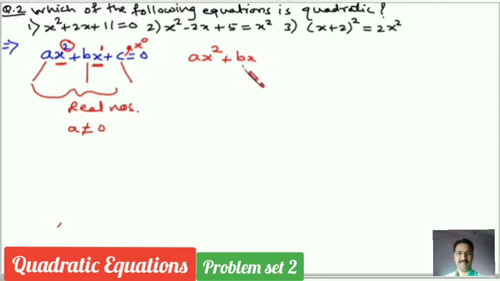It is 1 only, plus c into x raised to 0 is equal to 1. Whenever the equation is in this form and a, b, c, all these 3 are real numbers, here a is not equal to 0, then we can say the given equation is quadratic. Now we'll check each equation that is given to us.